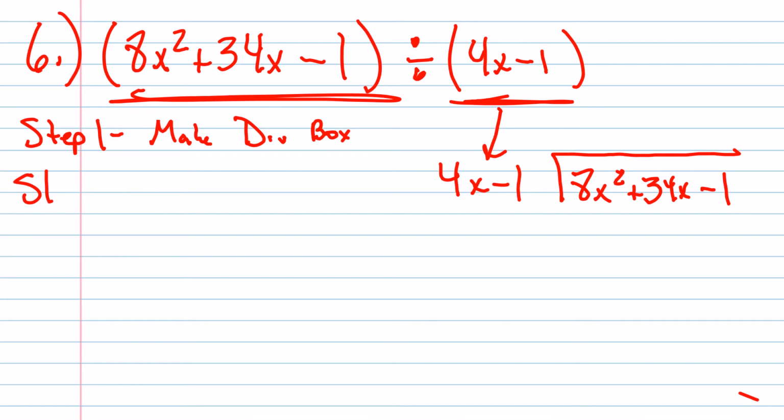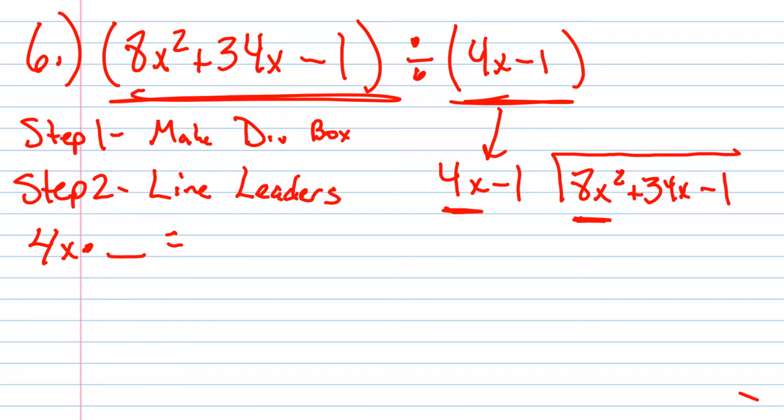Step 2, remember, step 2 says focus on your line leaders. So we're going to look at our line leaders. I have 4x and I have 8x squared. Well, 4x times what is going to give me 8x squared? Well, 2x, because 4 times 2 is 8. X times x is x squared. So I put this 2x right there.